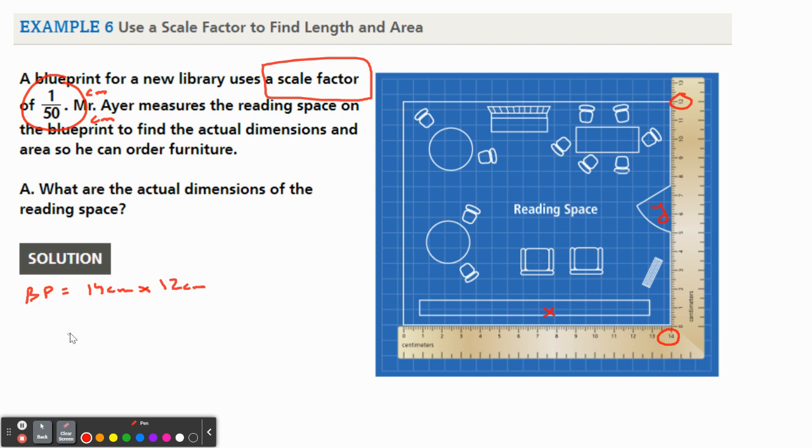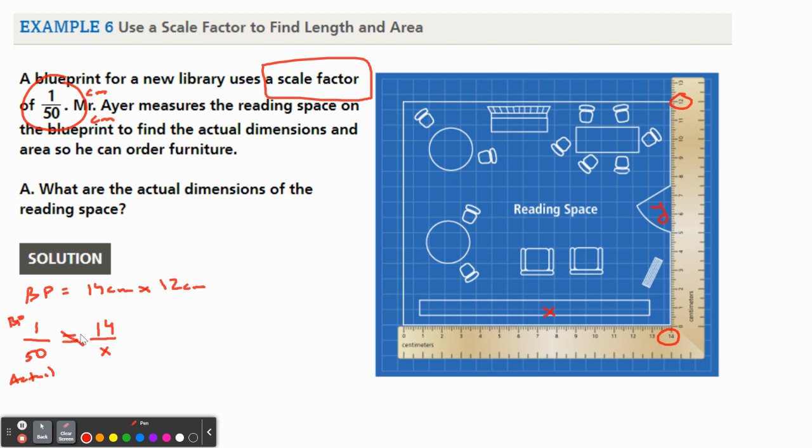A proportion is simply an equation setting two fractions equal to each other. On the left side, I will put my scale factor, which is 1 out of 50. And of course, the 1 is going to be the blueprint measurement, and the 50 is going to be the actual measurement. So for every centimeter on the blueprint is 50 centimeters in real life. So now we're going to take this 14 centimeters, which is the blueprint length, put it on top, and I'm going to put my x on bottom, which is the corresponding length in real life of this reading space.